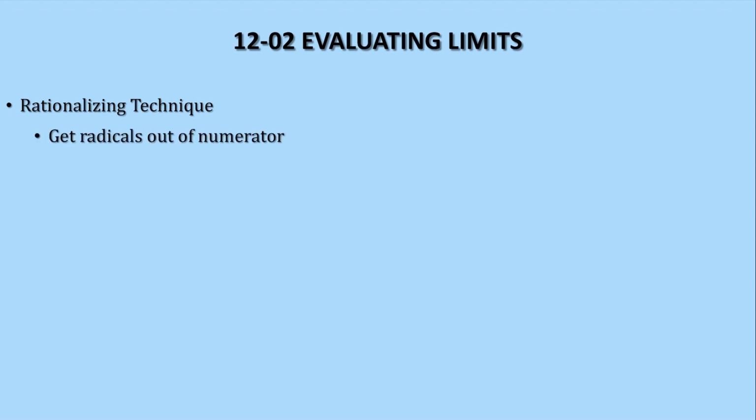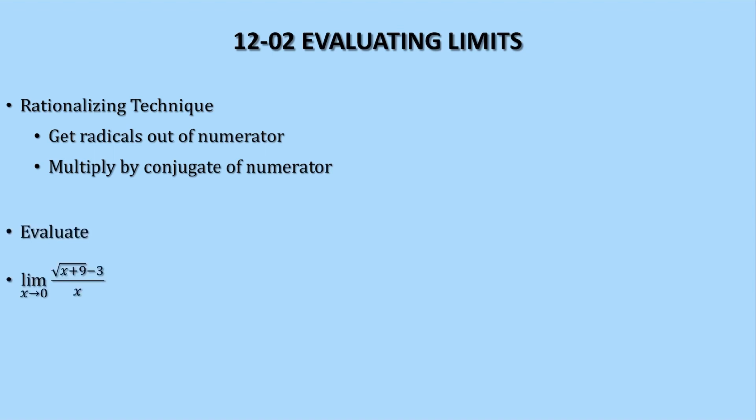Another technique for evaluating the indeterminate form is the rationalizing technique. And this is when we have radicals. So what we could do is get radicals out of the numerator by multiplying by the conjugate of the numerator. Let's evaluate the limit as x approaches 0 of the square root of x. All right, you can see it. So let's try plugging in the 0. Well, on the top, I'll have 3 minus 3, which is 0 over 0. So yes, this is the indeterminate form, so we need some other technique.